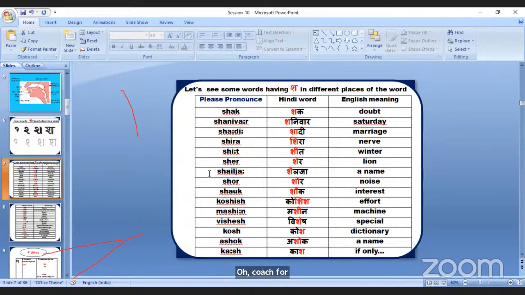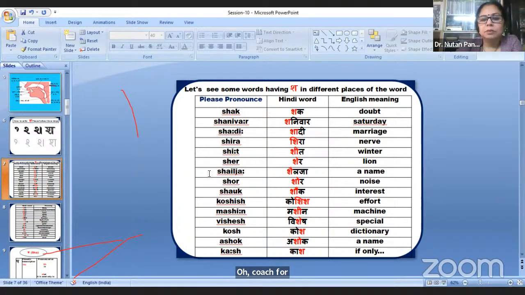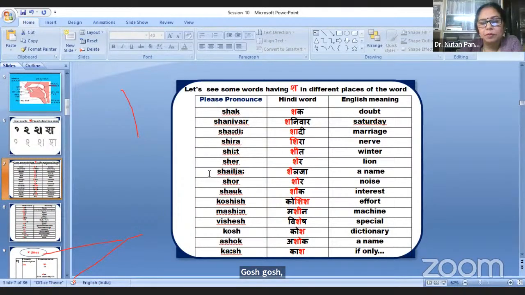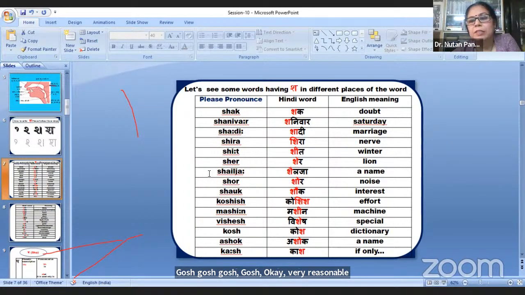Kosh. Ashok. Ashok. Kash. Kash. Okay. Now listen to me very carefully. Once I pronounce this, you will unmute yourself, and then in the next slide we will unmute.